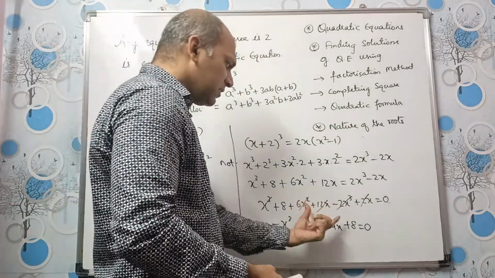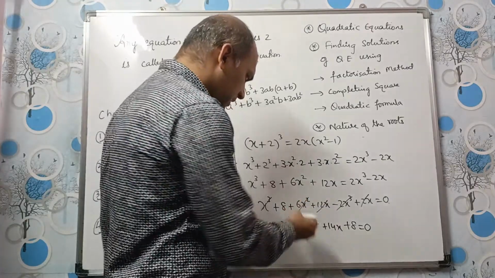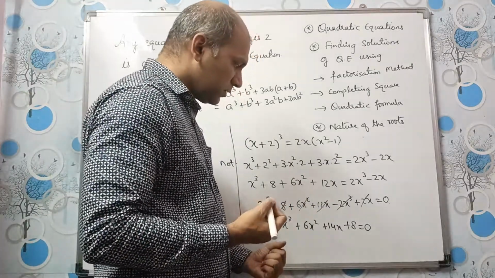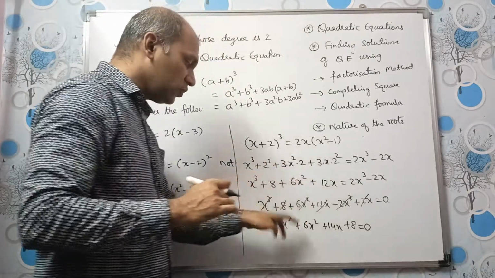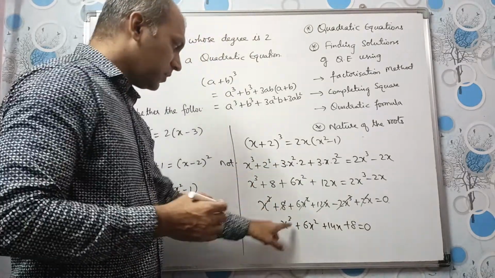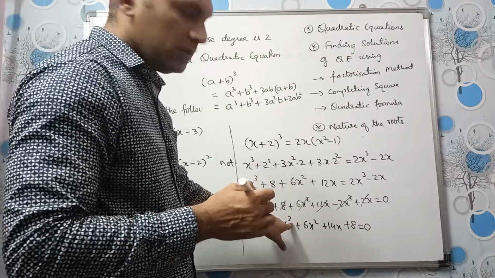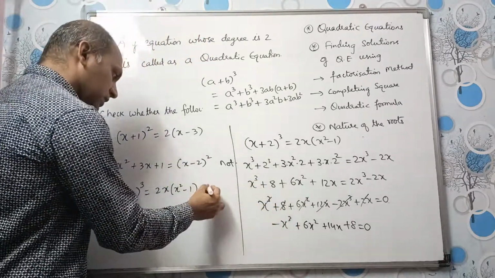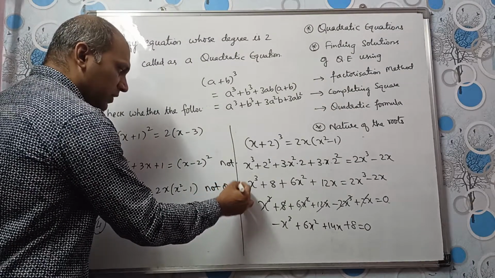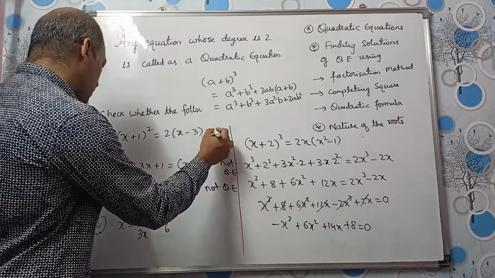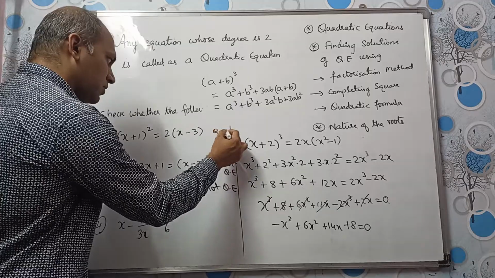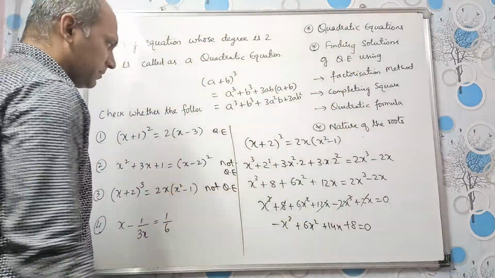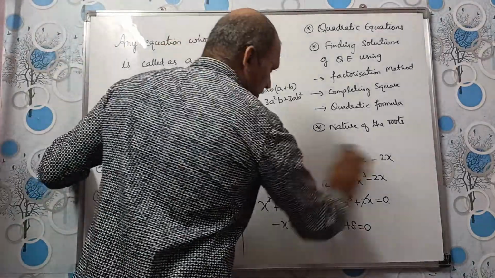Okay, I am cancelling so that I am not missing any terms, right? So is this quadratic now? No, it is not quadratic. It is a cubic equation. Okay, because we have x cube here. Degree is 3. So this is not quadratic, it is cubic. So this is not a quadratic equation. This was also not quadratic. Was this quadratic? Yes, it was a quadratic equation, right? QE means quadratic equation. Okay, let me rub this.